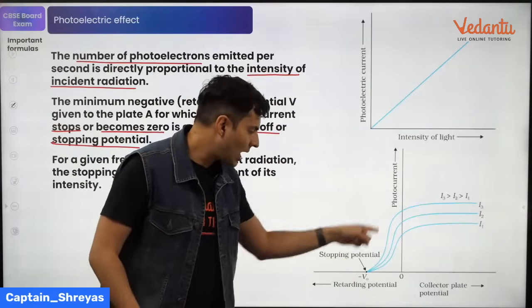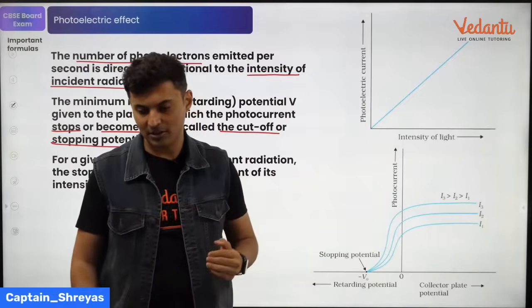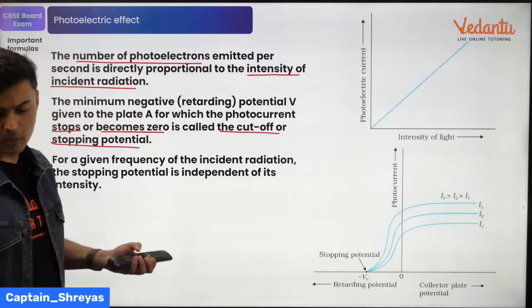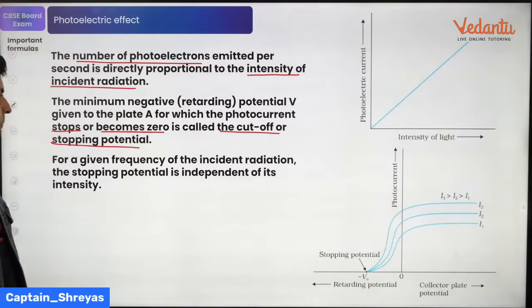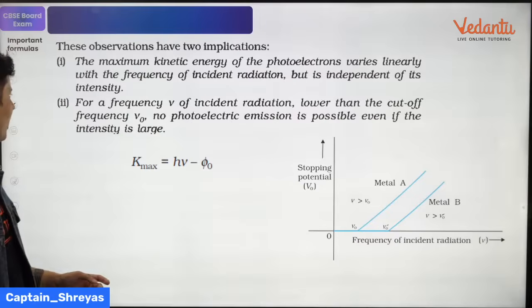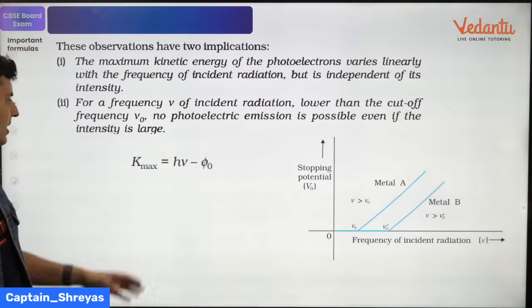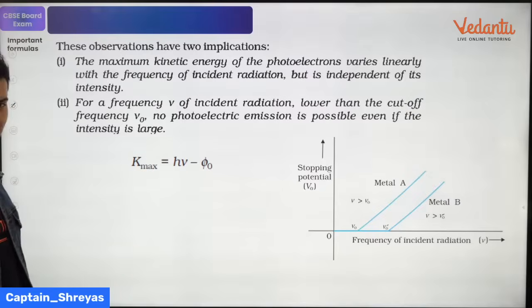So to stop them, I'm going to require the same amount of stopping potential. Is that okay? Perfect. That's very important. Now you have one more important formula, which is also your Einstein's photoelectric equation. Maximum energy is h nu minus phi naught.